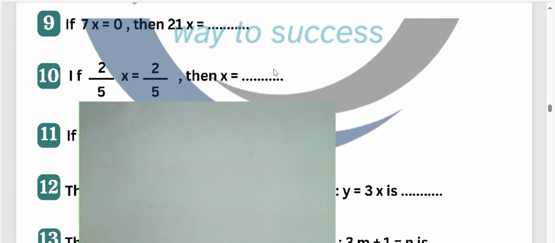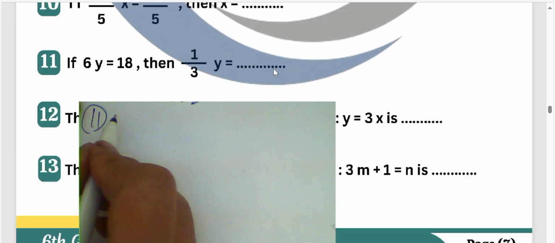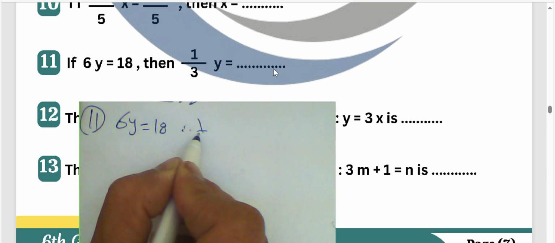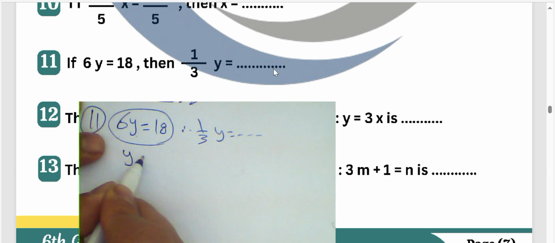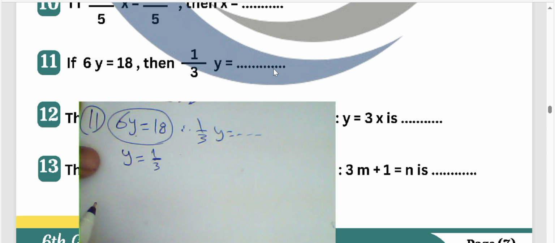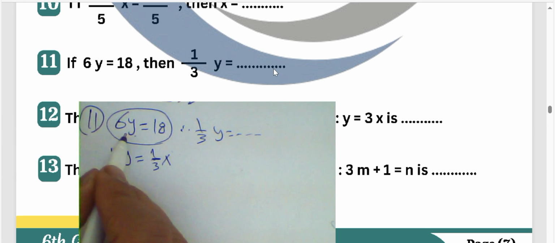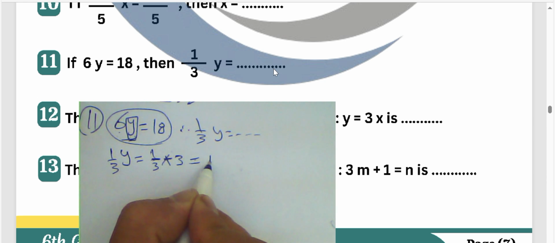Question 11. If 6y equals 18, we can find the value of a third of y. 6 times y equals 18. Then the value of y here will be what? It will be 3. We want to find a third of y. 6 multiplied by what equals 18? 6 times 3 equals 18. Then a third multiplied by 3 will be 1, so a third of y will be 1.